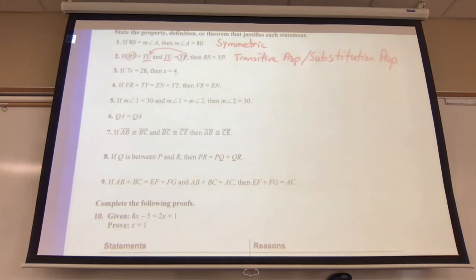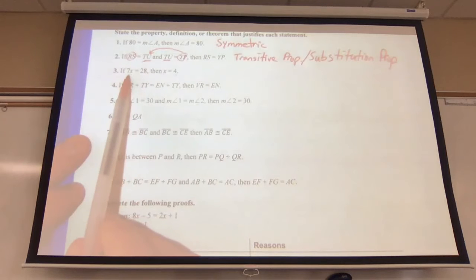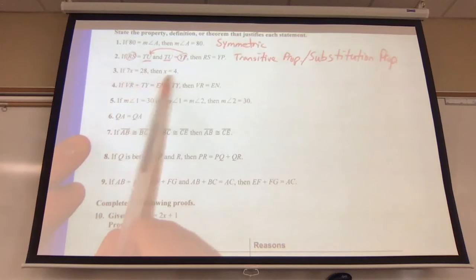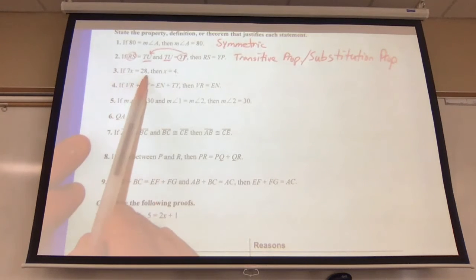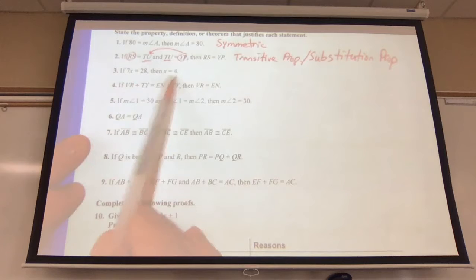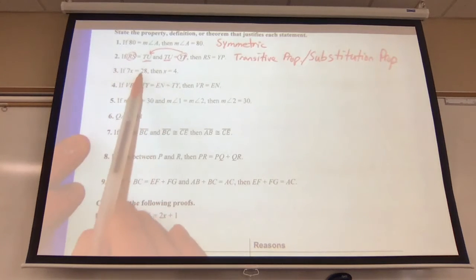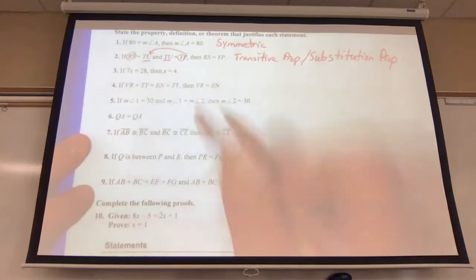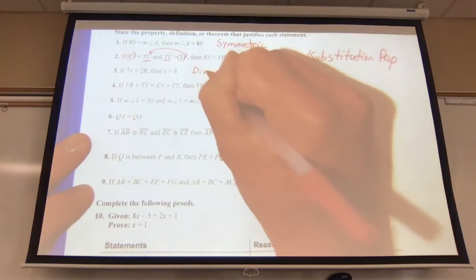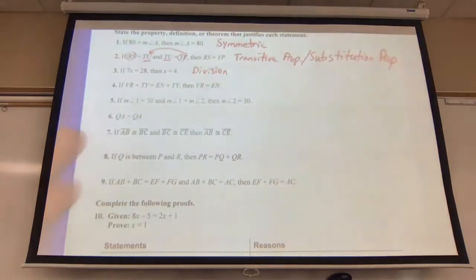Our third one says if 7x equals 28, then x equals 4. Once again, we have an if-then statement. We want to figure out what they did to the if to get to the then. The 7x equals 28, to get to x equals 4, what they did is they divided both sides by 7. If you divide this side by 7, you're left with x. And if you divide this side by 7, you're left with 4. Division property lets us divide both sides by the same number. That one is division property.